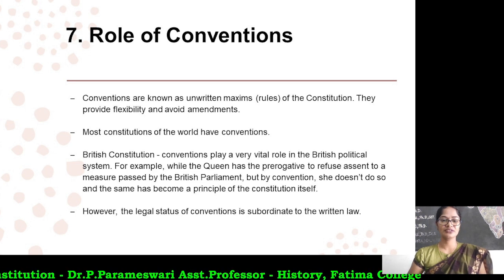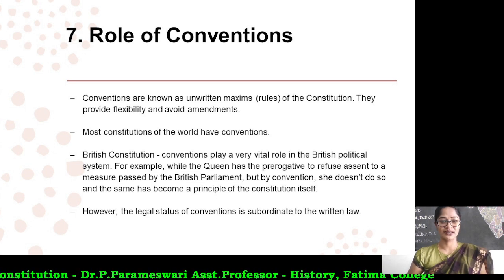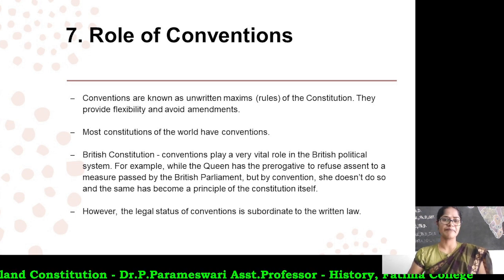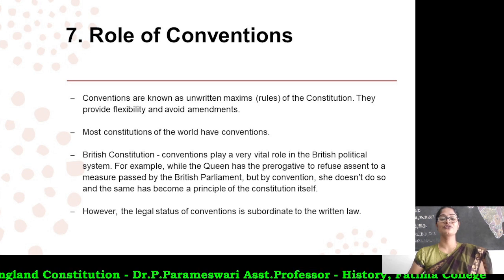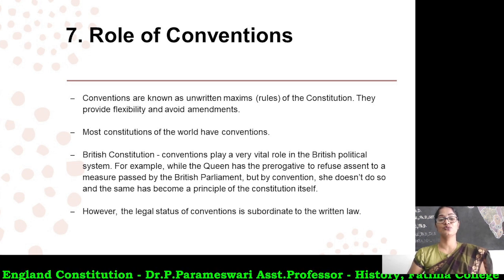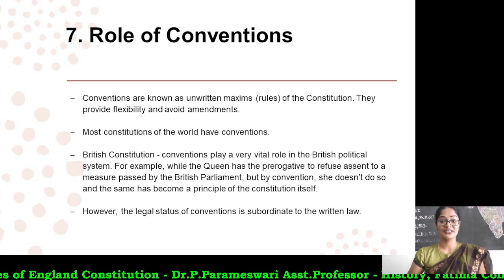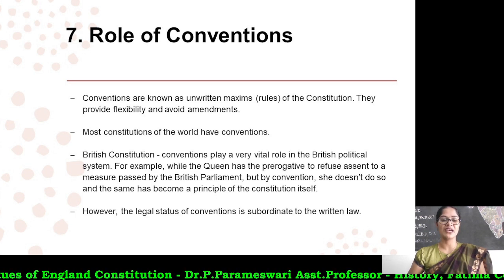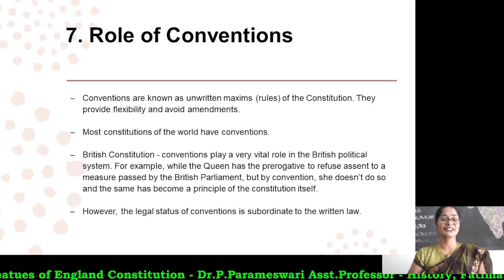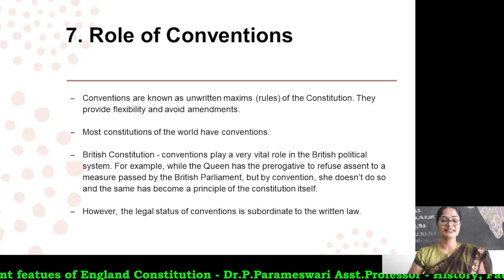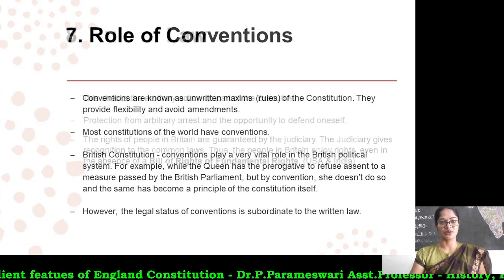In the British Constitution, conventions play a very important role in the political system of England. For example, while the Queen has the prerogative to refuse assent to a measure passed by the British Parliament, by convention she does not do so, and the same has become the principle of the Constitution itself. However, the legal status of convention is subordinate to a written law.